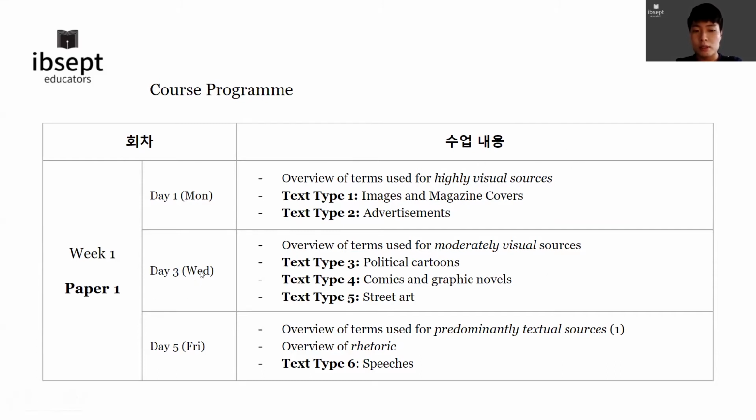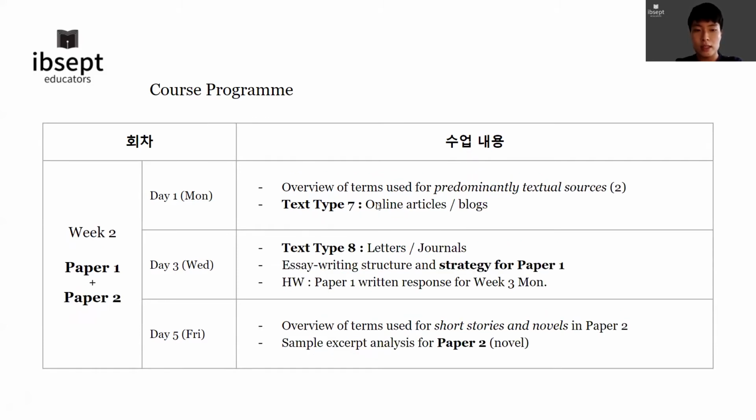그래서 두 번째 수업에서는 글과 그림이 조금씩 더 섞이는 moderately visual sources로 넘어간 다음에 주로 텍스트 위주인 predominantly textual sources를 다루기 시작해서 두 번째 주의 첫 번째 수업까지는 이렇게 텍스트 타입들을 다루다가 두 번째 주의 두 번째 수업에서 페이퍼 1에 대한 정보를 마무리 짓고 그날 숙제가 나갈 예정입니다.